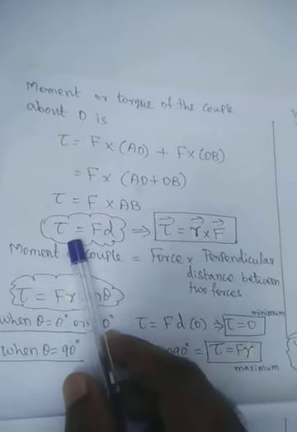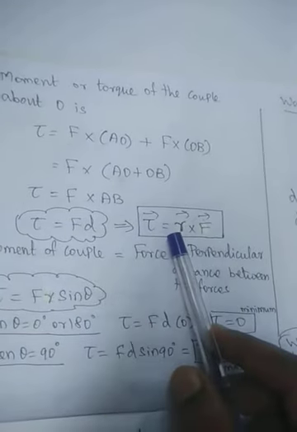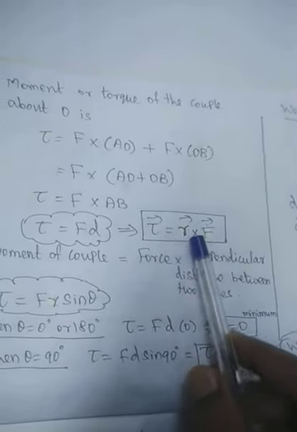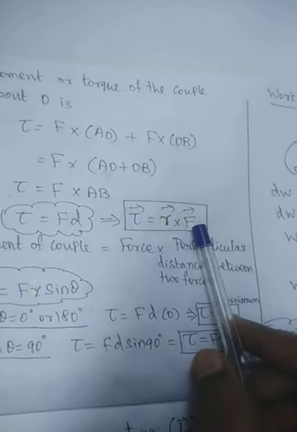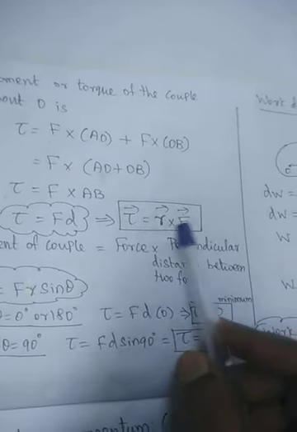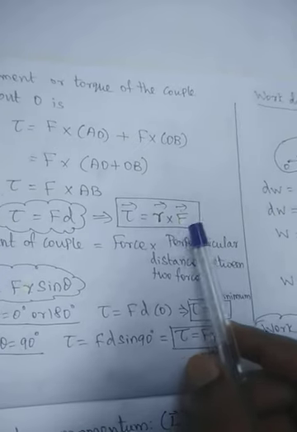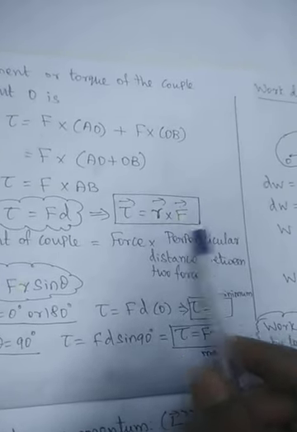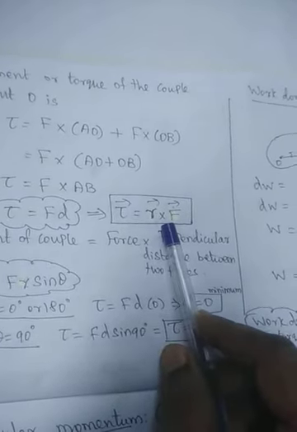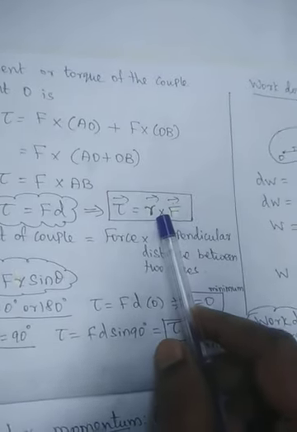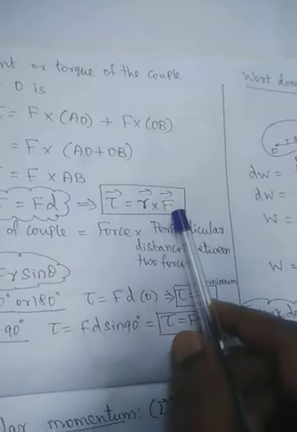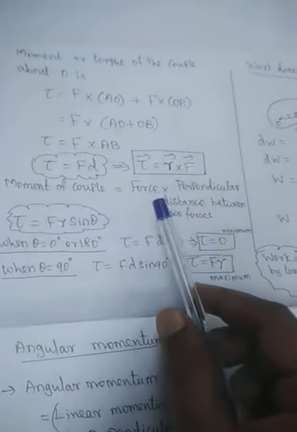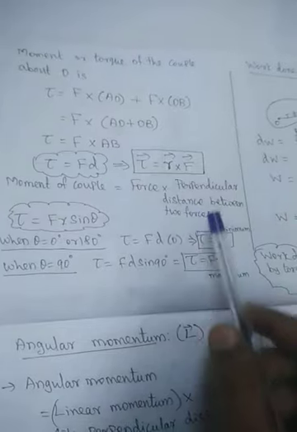So in vector form, we can say that torque is equal to R vector cross F vector. R is the perpendicular displacement and F is a force vector. Both are vectors, so it is a vector product. Here, since it is a perpendicular distance, the sin theta component will come. So torque is equal to R vector cross F vector. A couple is a torque.